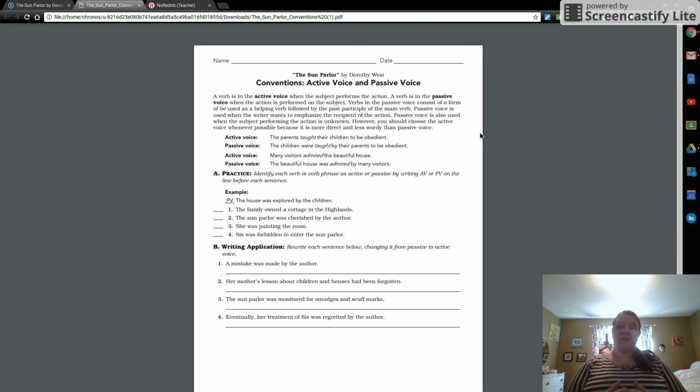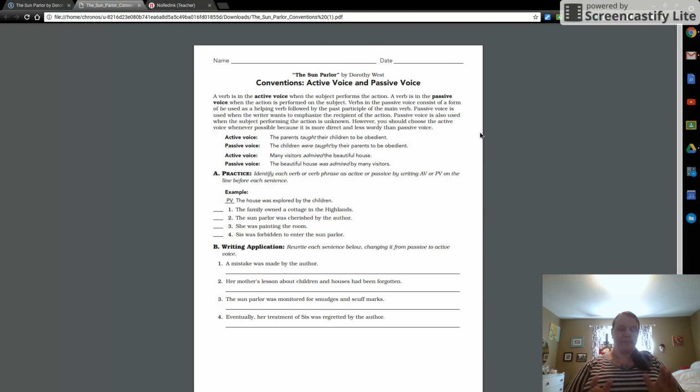Second example, many visitors admired the beautiful house. Right? The visitors are the ones admiring. Subject, verb, active. The beautiful house was admired by many visitors. Okay. This might be acceptable sometimes if you really want the focus on the house, but the house isn't the one doing the admiring, right? It's having something done to it. It's passive, so it needs to be, again, the top one, right?